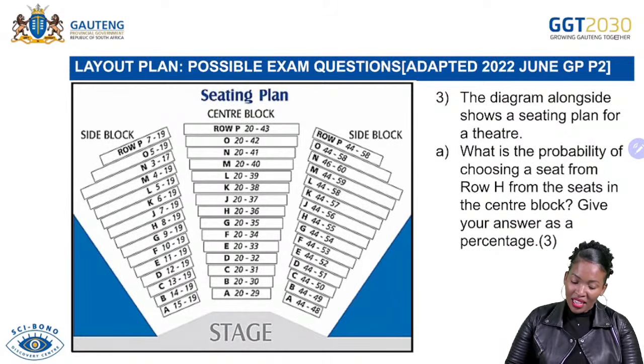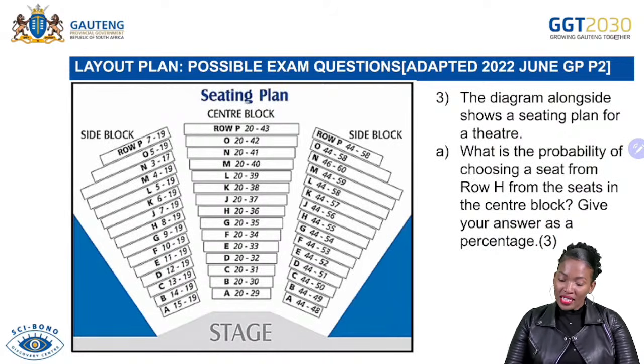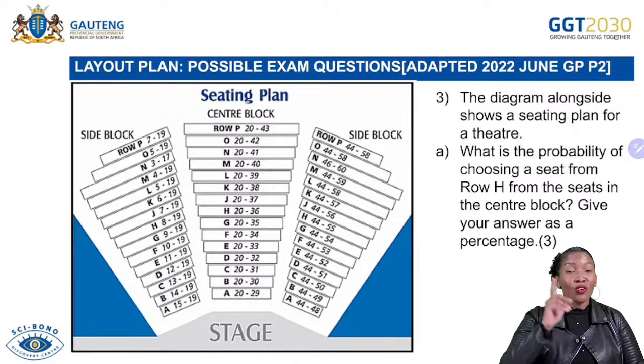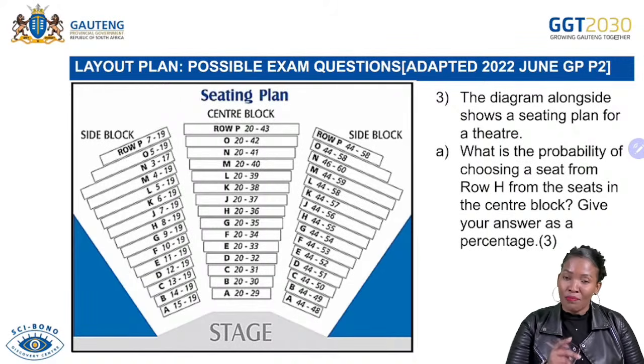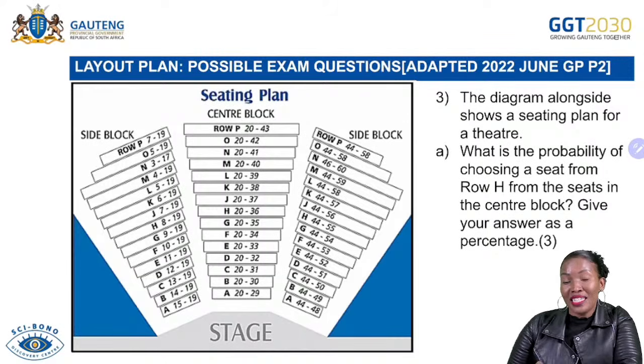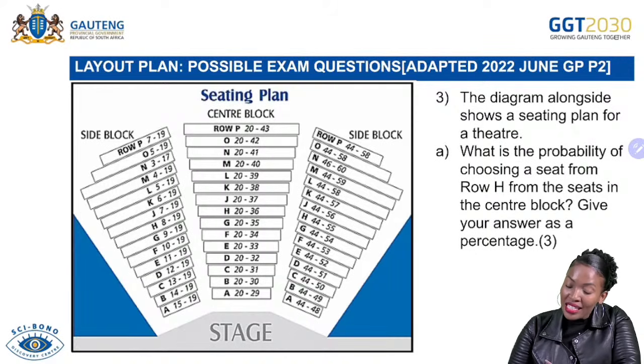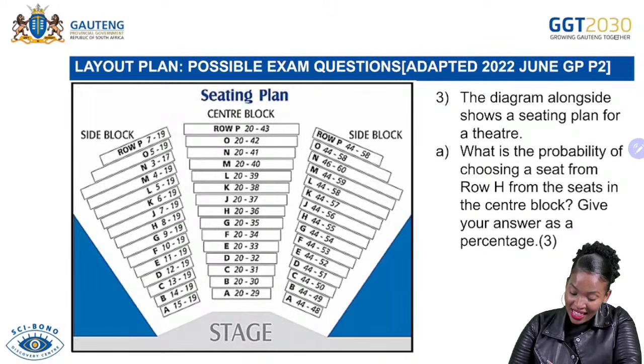And then number 3, this is a possible exam question. It is from the 2022 June Gauteng Province paper 2. So you guys actually sat for this particular exam. This was in your exam. So if you're not sure how you did in your exam, now you are going to find out on this particular question. Number 3, the diagram alongside shows a sitting plan for a theater.